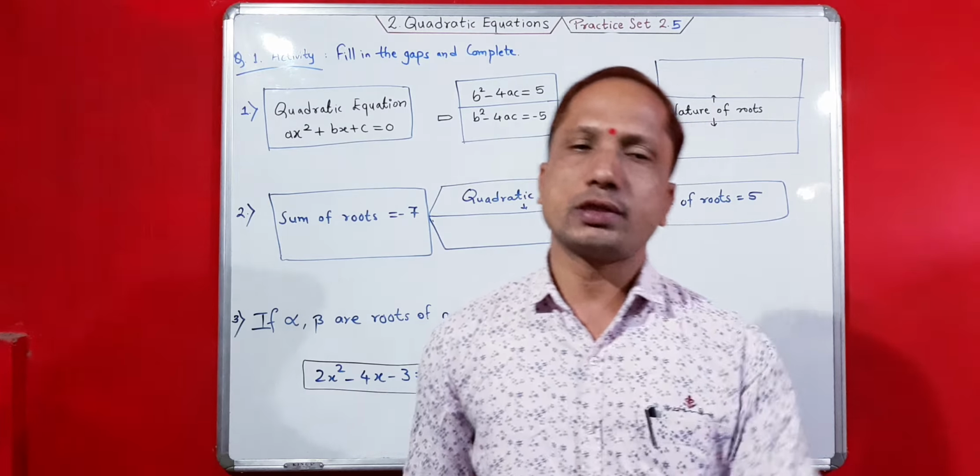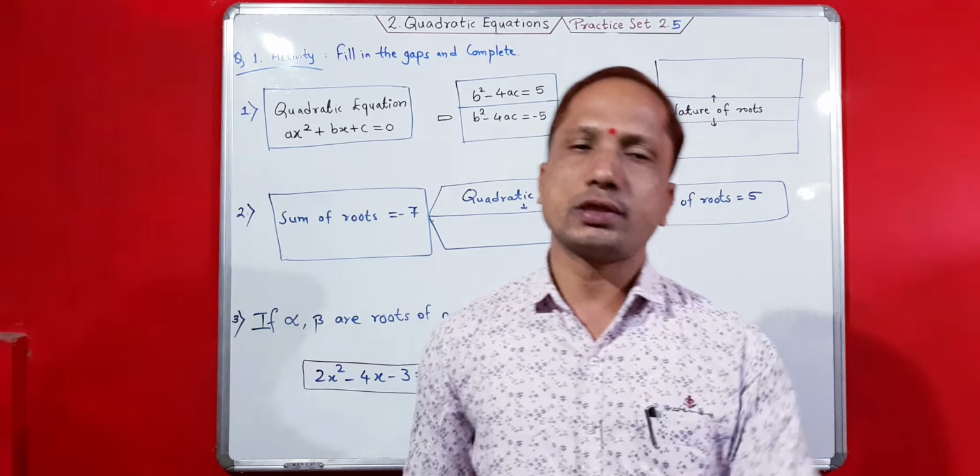In this video we are going to discuss practice set 2.5 on quadratic equations. It is based on the discriminant, which means delta. Find the value of the discriminant, b square minus 4ac, and the nature of roots. Suppose alpha and beta are the two roots of any quadratic equation, then alpha plus beta is equal to minus b upon a, and alpha into beta is equal to c upon a.